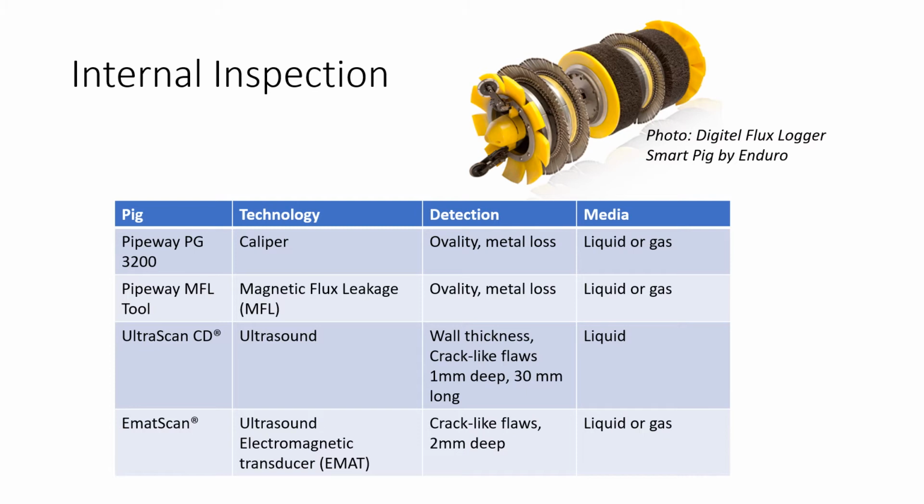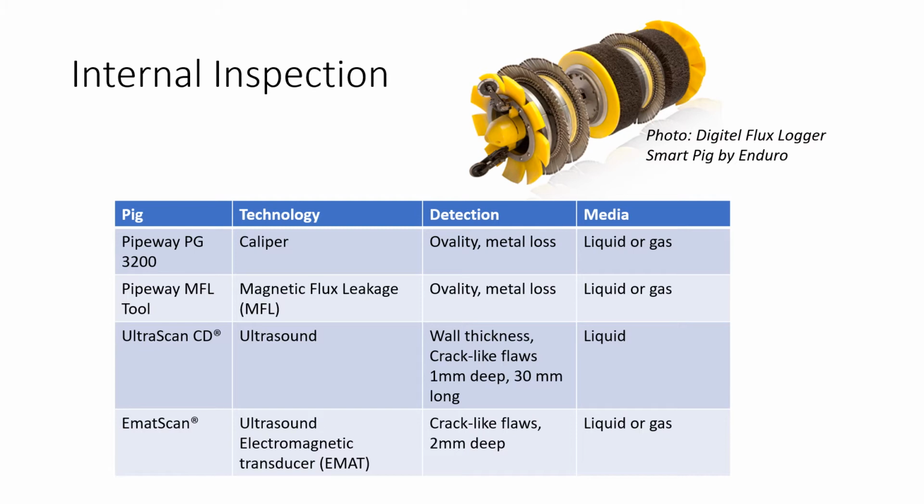The simplest smart pigs use calipers to measure geometric anomalies such as metal loss from corrosion. A more sophisticated metal loss pig uses magnetic flux leakage and can be useful for detecting large defects and wall thickness changes. Traditional ultrasonic tools offer the capability of detecting crack-like flaws, which has provided a major advancement in designing flaw-tolerant pipelines from a fracture mechanics perspective.